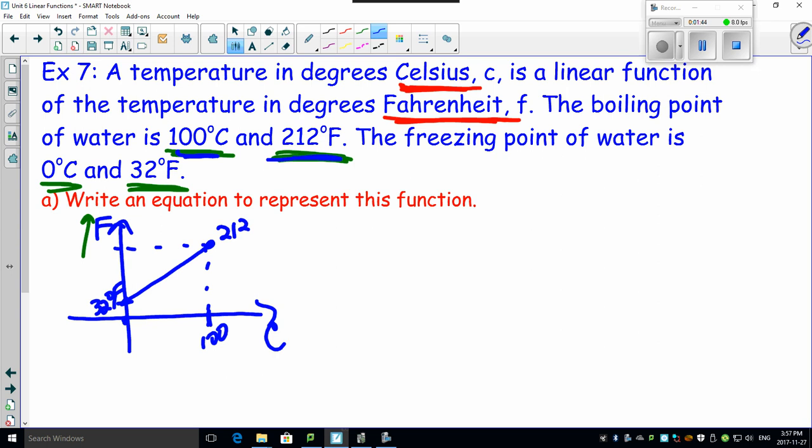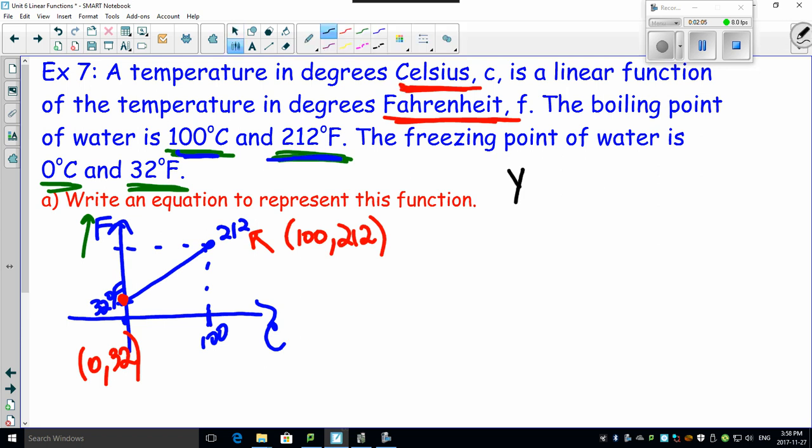And that's kind of neat to see as a function now. So what is this point? Way up here, this point is a coordinate of 100, 212. And this is a coordinate of 0, 32. And from that, we should be able to develop a relationship for this function. Woohoo! Okay, so let's work.